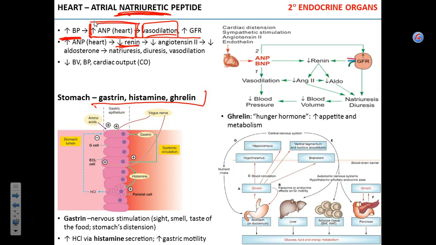Ghrelin is the hunger hormone. When your blood amino acids and blood glucose fall, ghrelin is produced and increases, leads to conscious perception that you're hungry. Okay? We good? Clear?